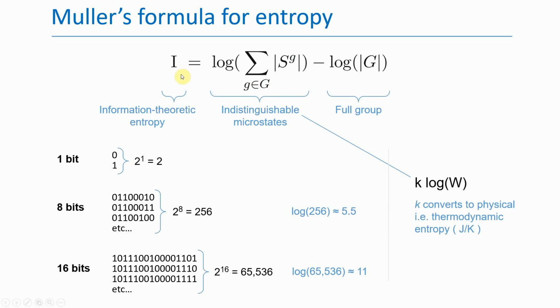This is Muller's formula for entropy. We won't study it in detail, but we will make a few important points. First of all, it relates three terms. The one on the left is the information theoretic entropy, which corresponds to the information subgroup. The second term corresponds to the number of indistinguishable microstates. And the last term is the entropy of the full group.